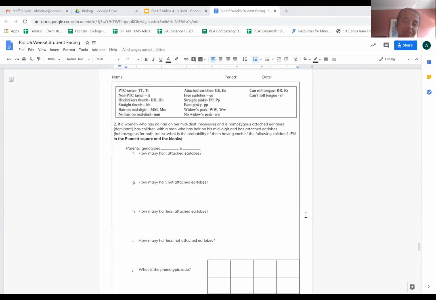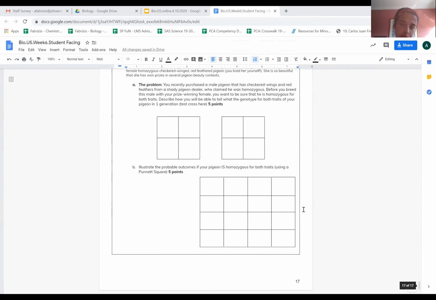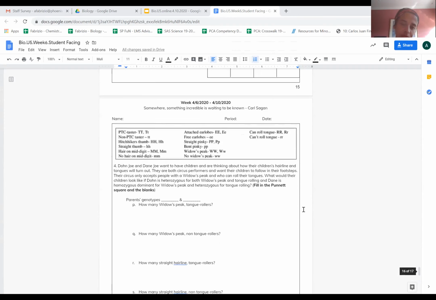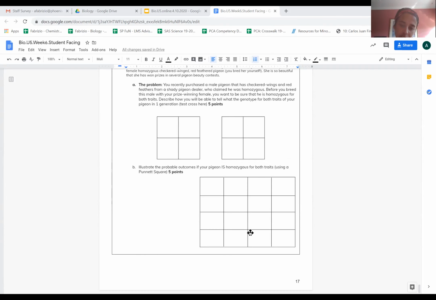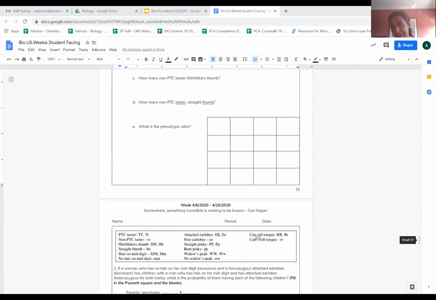Okay, welcome back. So by now you should have completed 2 through 4, and then this final page of your packet. So you should have completed up until page 17. So you're all done with your packet. Good job, you guys.